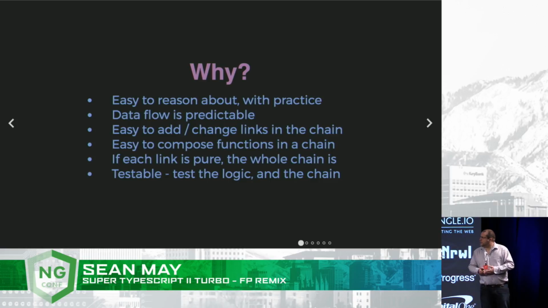It's easy to add or change links in the chain. So if somebody comes along and says, you also need to filter for this case, you add a filter in the middle of that pipeline and you're done, right? And you can reason about where that filter fits. It's easy to compose functions in a chain. And if each link is a pure function, then the whole chain is pure. And that's great news, because then you can use that whole chain as the input to some other composition. And it's testable, right? You can test the logic of an individual function, and you can test the chain as a whole.